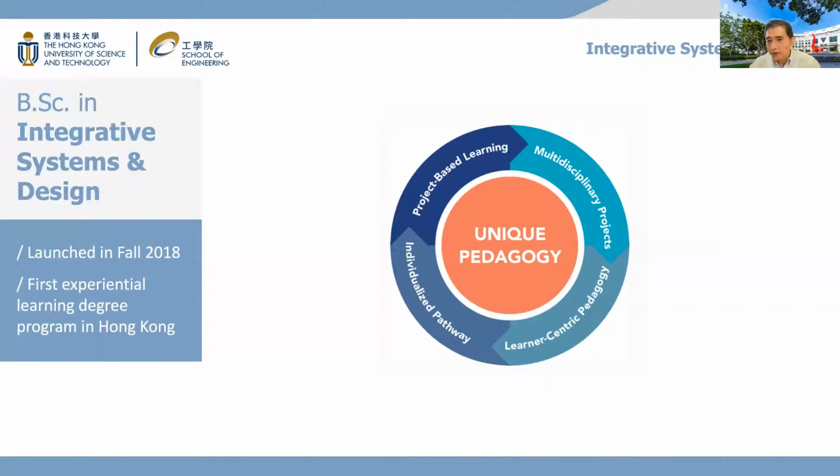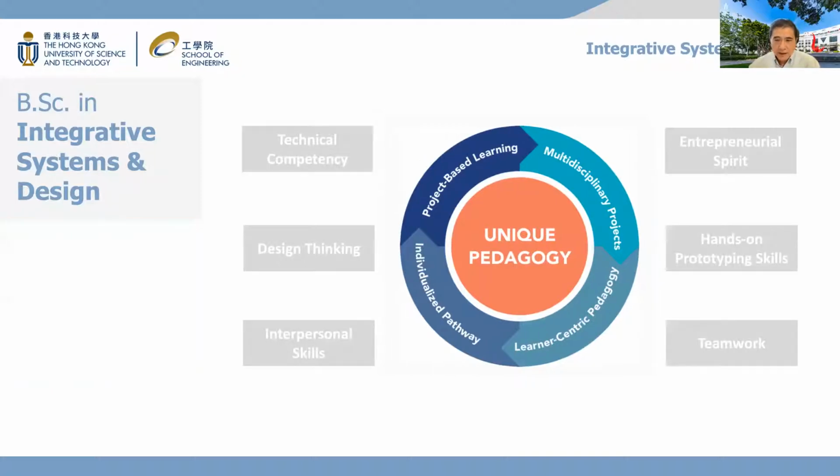So we call this a learner-centric pedagogy. The learning process is not one where the lecturer teaches lectures and forces the knowledge on you. Instead, we look at what you need as a student. It's learner-centric. Based on that need, we tailor-make the study environment for you. And through this pedagogy, we hope the student will acquire six different types of attributes.